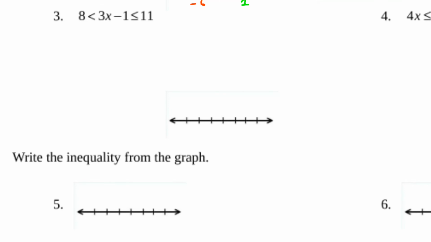Now let's look at number 3, which is really the same type of problem we had in number 1. But I'm going to show you a little bit quicker way, a little more of an alternative way to do this one. We still have two inequalities here. In red, we have this inequality here on the left. And in green, we have this inequality here on the right.